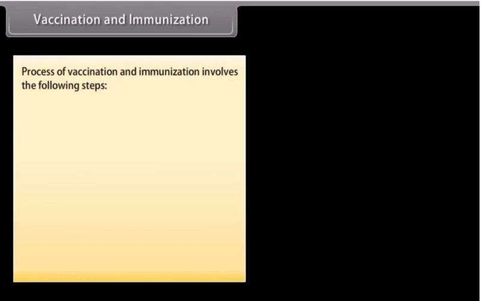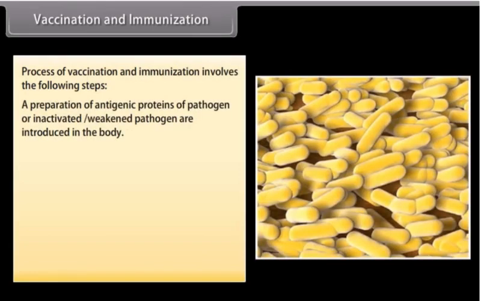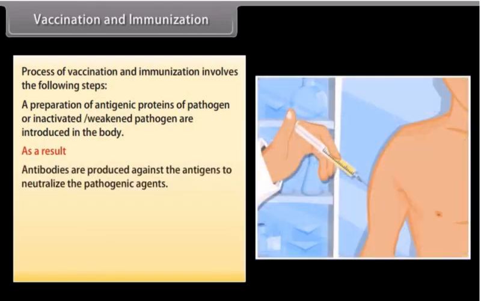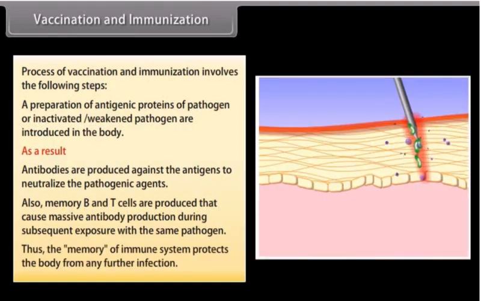The process of vaccination and immunization involves the following steps. A preparation of antigenic proteins of the pathogen or an inactivated weakened pathogen is introduced into the body. As a result, antibodies are produced against the antigens to neutralize the pathogenic agents. Also, memory B and T cells are produced that cause massive antibody production during subsequent exposure to the same pathogen. Thus, the memory of the immune system protects the body from any further infection.